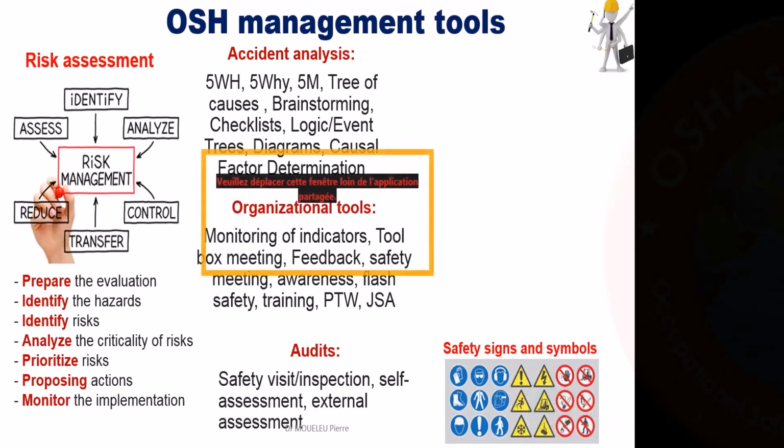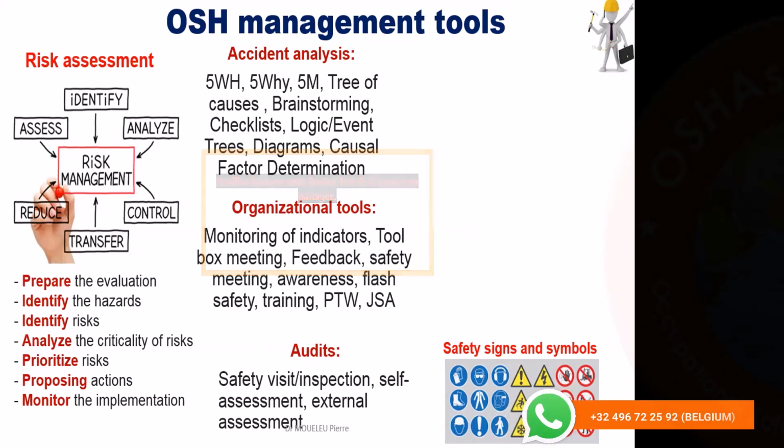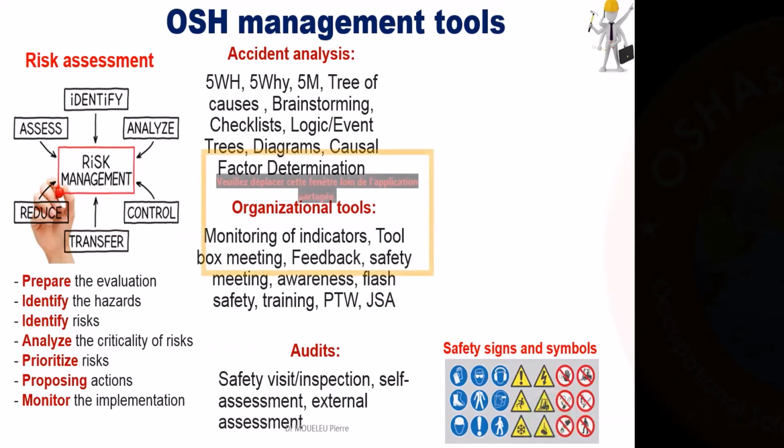We have logic and inventory diagrams. It is quite the same thing as the tree of causes that we gave here. We have causal factor determination, which can be done in the way that you desire, and it will be up to you to find the main way that is easy to understand and easy to reproduce, and to have quite the same result as you.